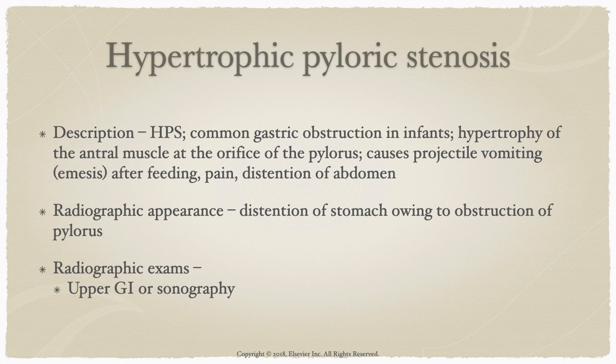Hypertrophic pyloric stenosis, otherwise known as HPS, common gastric obstruction in infants. Hypertrophy of the antral muscle at the orifice of the pylorus causes projectile vomiting, otherwise known as emesis, after feeding, pain, distension of the abdomen. Radiographic appearance, distension of the stomach owing to obstruction of pylorus. Upper GI or an ultrasound will be performed.